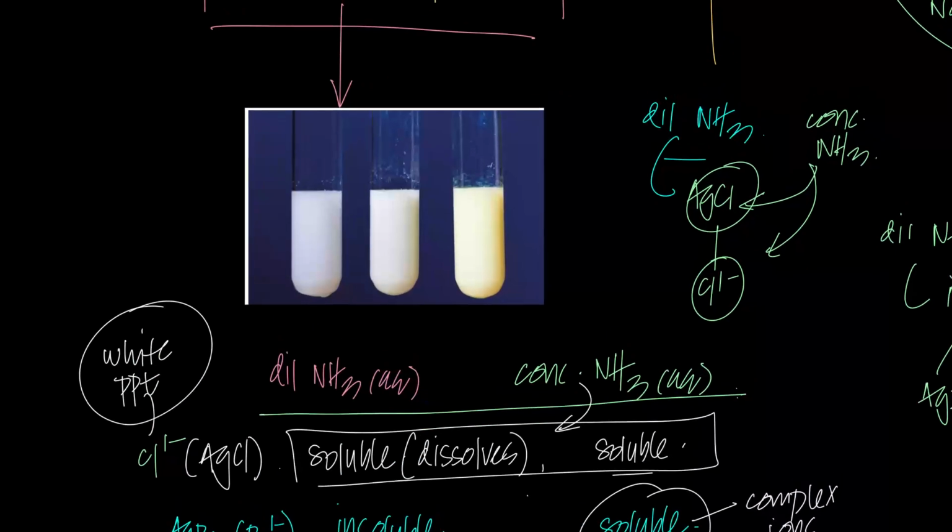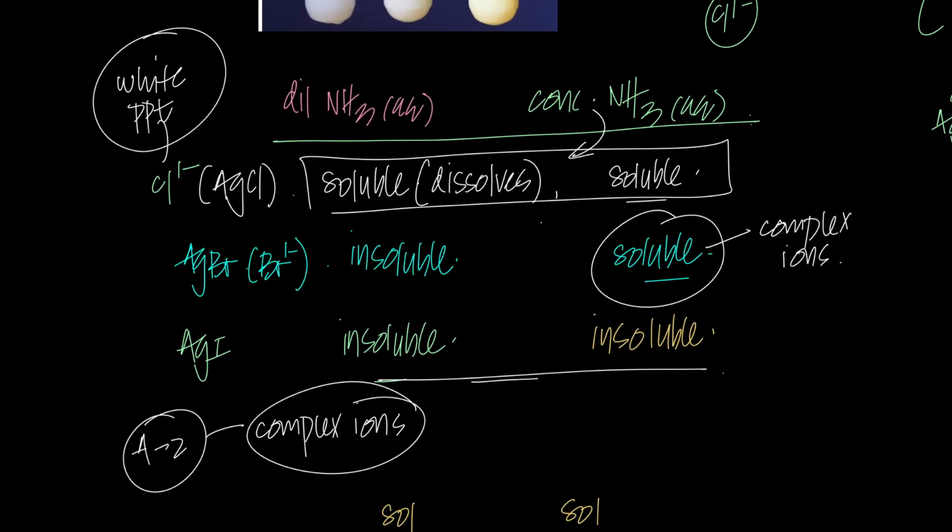So it's practically a little difficult to distinguish between the two. That's why we use a further tactic called either adding dilute aqueous ammonia or conc ammonia solution. Simple, right?